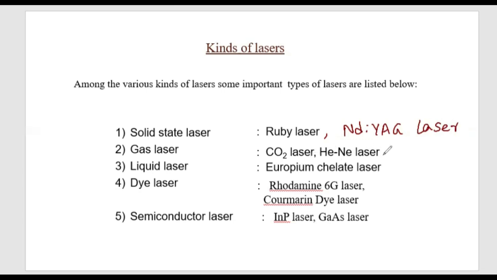Even argon gas laser. Liquid lasers: europium chelate laser, and dye lasers, rhodamine 6G laser or coumarin dye laser. And finally, semiconductor lasers, examples are indium phosphide, gallium arsenide. And we'll see in detail about the ruby laser in this video, and in the coming videos about the Nd:YAG laser, helium neon laser, and the semiconductor laser. Let's move into the ruby laser.